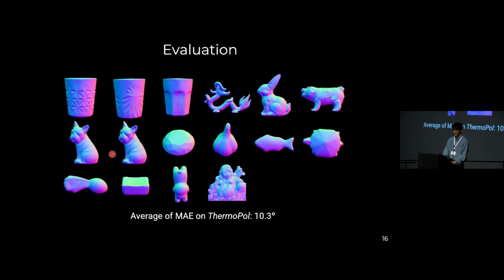On the ThermoPol dataset, we achieved an average MAE of 10.3 degrees. We can't compare this result directly with thermal SfP methods, but the metrics are on the same level as state-of-the-art methods, while our dataset includes a number of challenging objects.